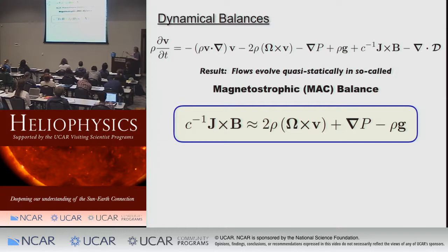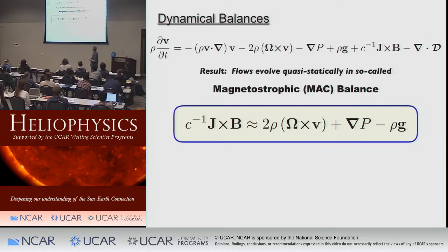And this is often called MAC balance, M for magnetic, A for Archimedean, if you can say that word. That's gravity, that's the buoyancy, and then the Coriolis force. And then pressure is always in there. But you can remove pressure if you take the curl of this equation. Often what you do is you study the vorticity equation. So you take the curl of this equation, and the curl of a gradient goes away, so you have just a balance between these three terms.